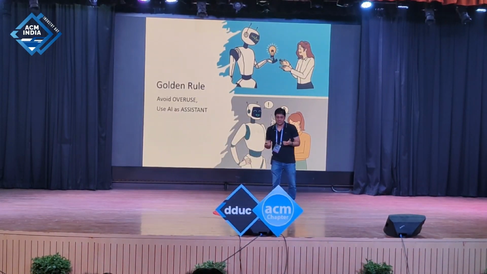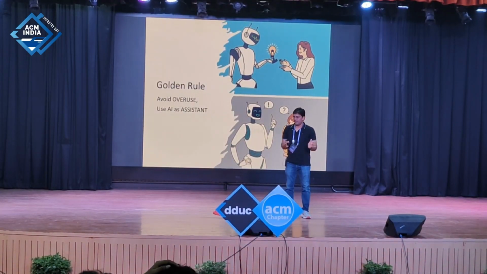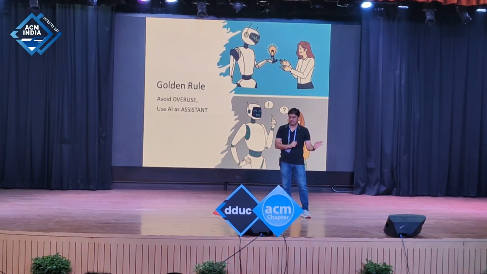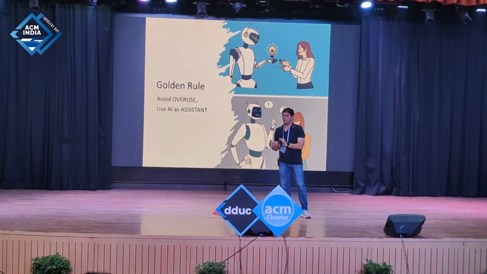So the golden rule is, and this is the last slide, avoid overuse of AI, use it as an AI assistant. In my notes actually I've written, use AI as an employee, use it as your assistant, use it to do works that are tedious to you, laborious to you, time consuming for you. Do not use it for giving output and then consuming it directly.